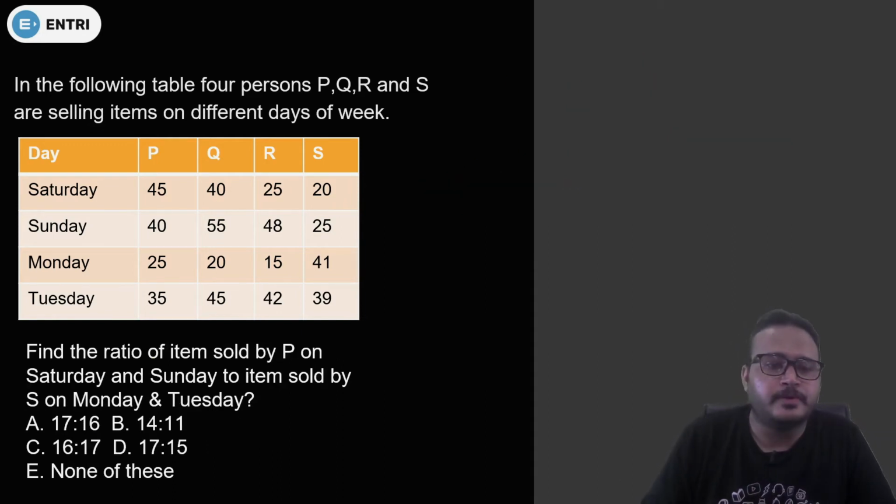Your next question will be, find the ratio. We need to find the ratio again. Find the ratio of the items sold by P on Saturday and Sunday.